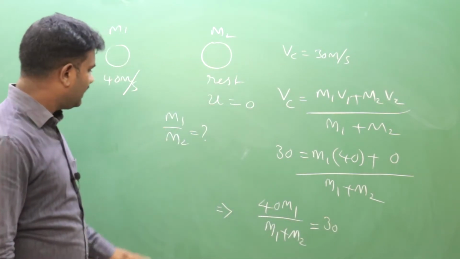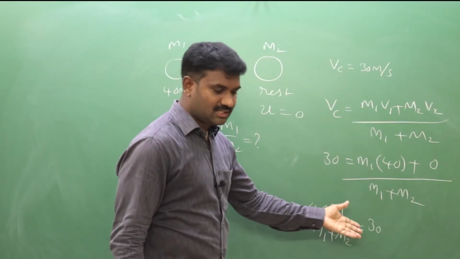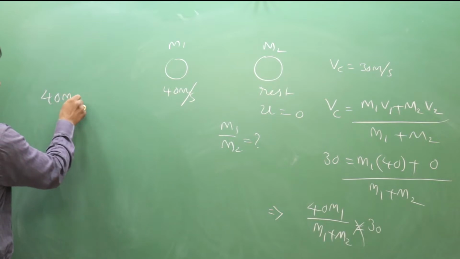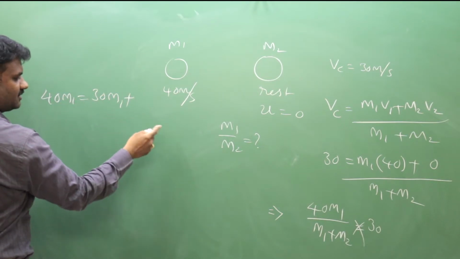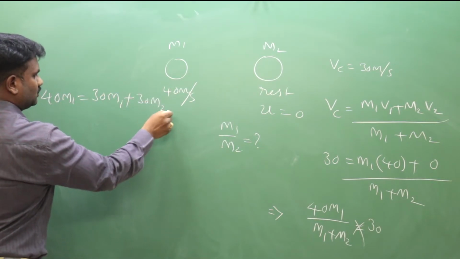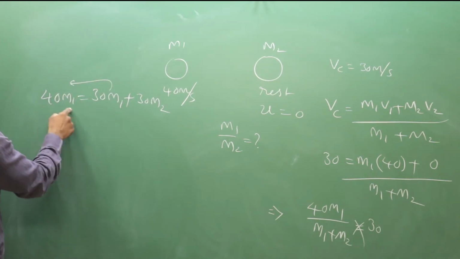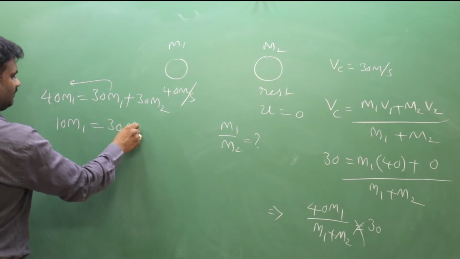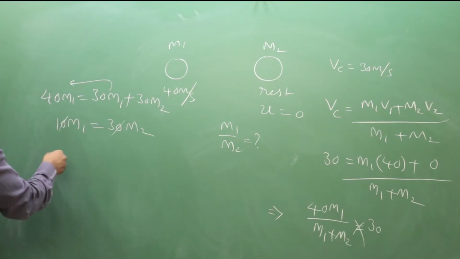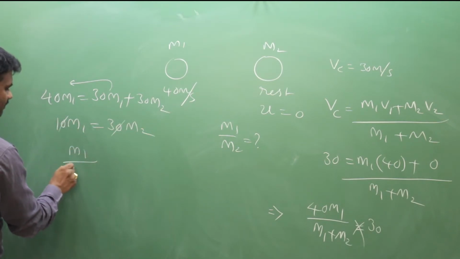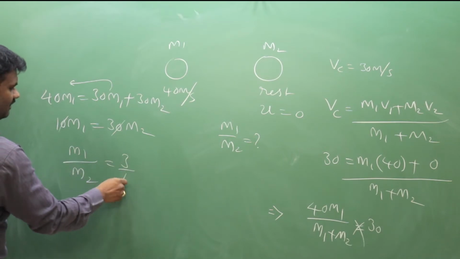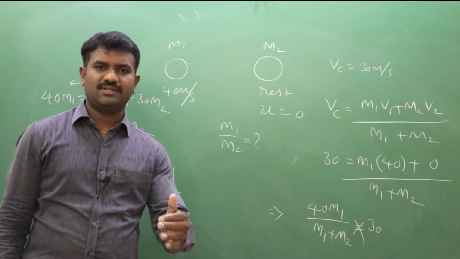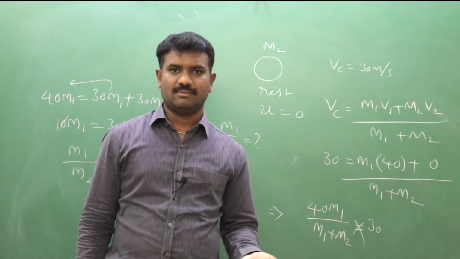So our target is to find the m1 by m2. So let us cross multiply this. Upon cross multiplication, what I get? 40 m1 is equal to 30 m1 plus 30 m2. If I send this towards left, 40 m1 minus 30 m1, 10 m1 is equal to 30 m2. The 0 gets cancelled. m1 by m2 equal to how much? 3 by 1. 3:1, over. Got it? If you wish, see this problem next time also.